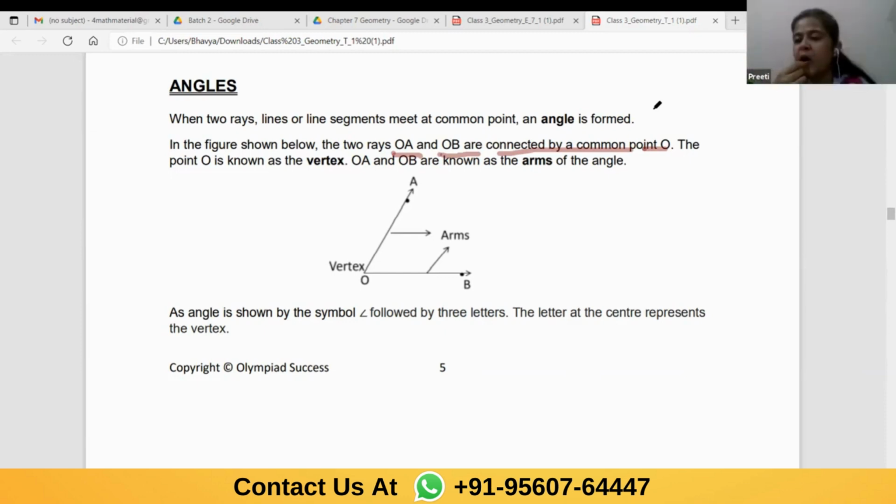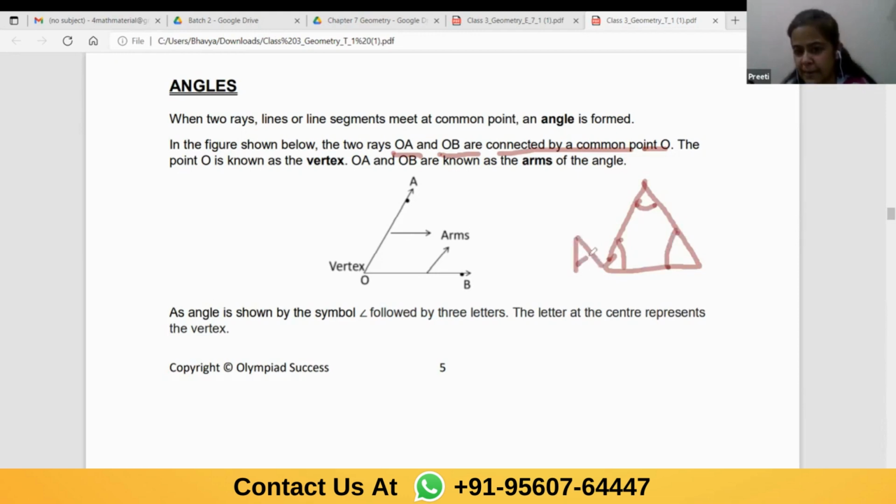In a triangle, how many angles are there? There are 3 angles in a triangle, because the name is triangle. So we will give names accordingly. Suppose this is a triangle. These are the 3 angles in a triangle. It depends on the name of the triangle, and accordingly, we will name them.